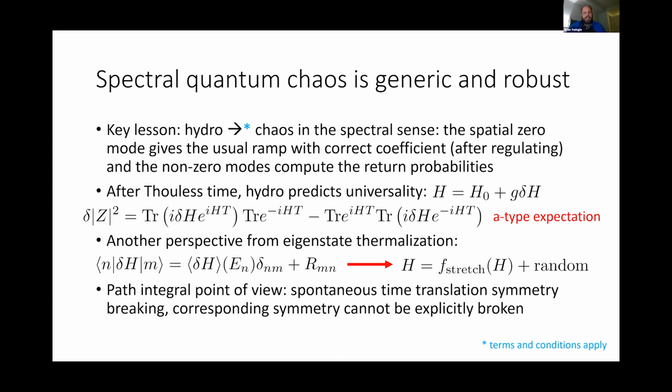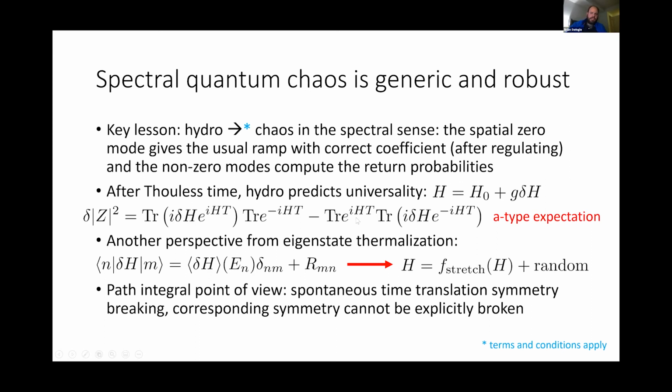Moreover, you see some nice things. For example, after the Thouless time, none of the variables are sensitive to the periodic time. And so then you recover some nice rules of the CTP formalism, like that expectations of A-type variables are always 0. And you can show that if you change the Hamiltonian a little bit from H naught to H naught plus G delta H, that variation of the spectral form factor is exactly one of these A-type variables.